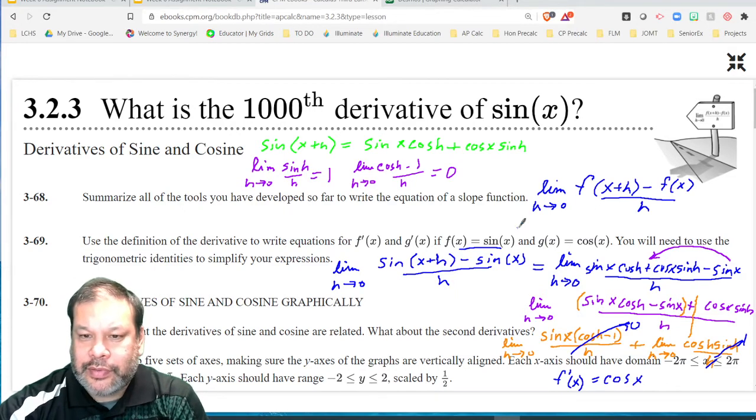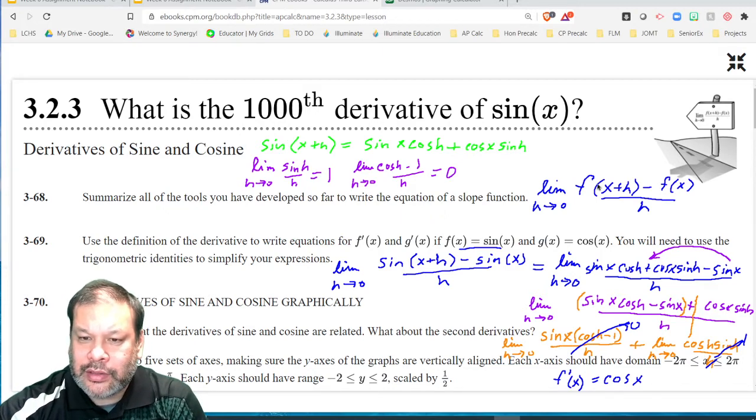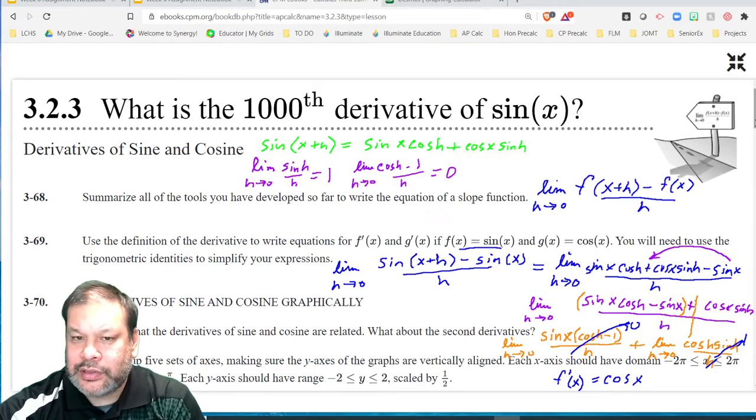And you can do the same thing with finding the derivative of the cosine of x using the formal definition of the derivative and the angle sum identity for cosine of x plus h, and then also using these known limits for sine h over h and cosine h minus 1 over h.